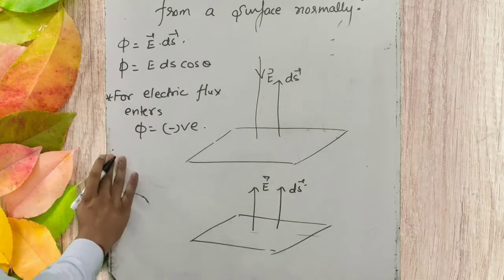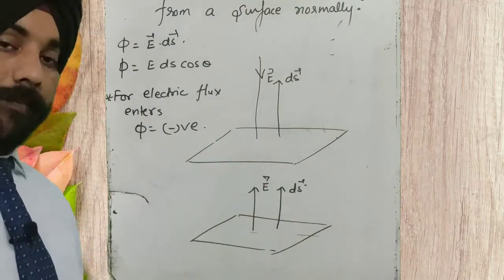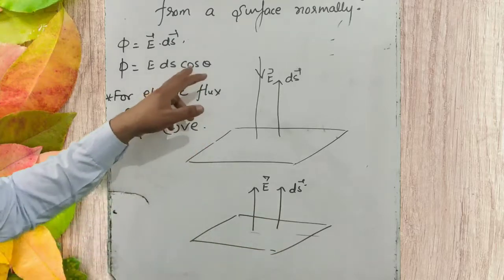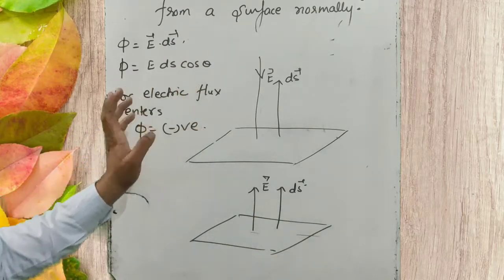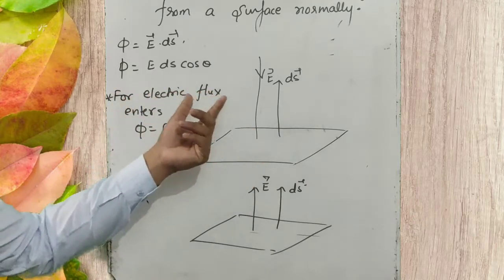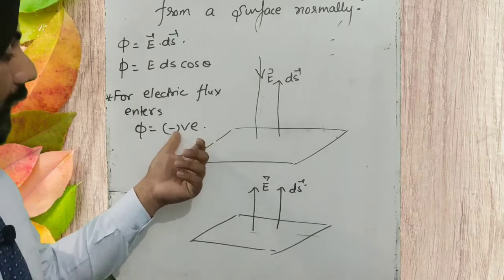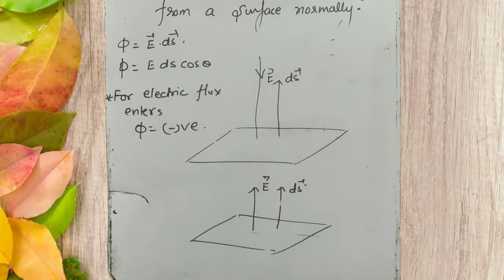And another situation we have is if electric field is leaving. Area vector and electric field are both in the same direction, so the angle between them will be 0 and cos 0 is equal to 1. Cos 180 is equal to -1. That is why we say that if electric flux enters a surface, we take it as negative. If it is leaving a surface, we take it as positive.